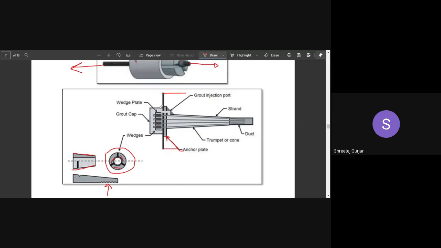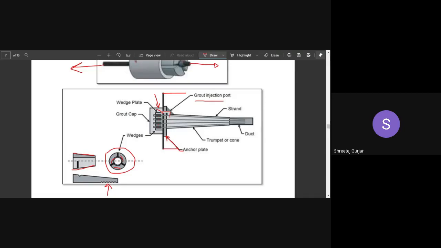A cap, that is your grout cap, can be applied later on, and you can see there is a port provided here which allows your grout to pass. This is called the grout injection port, where you can put a grouting machine nozzle, pass your grout inside, and grout your duct. So this is just a general example of how your anchorage plates and wedges are held in place in your end blocks.